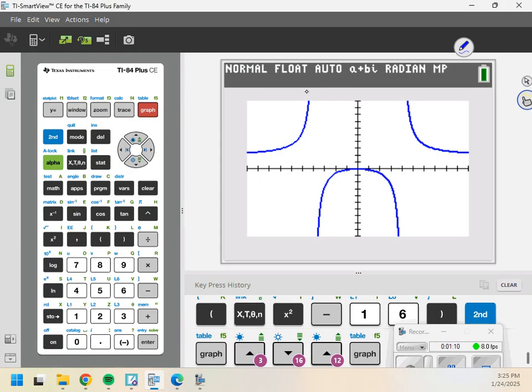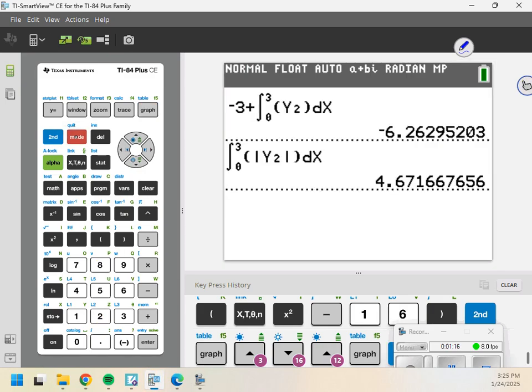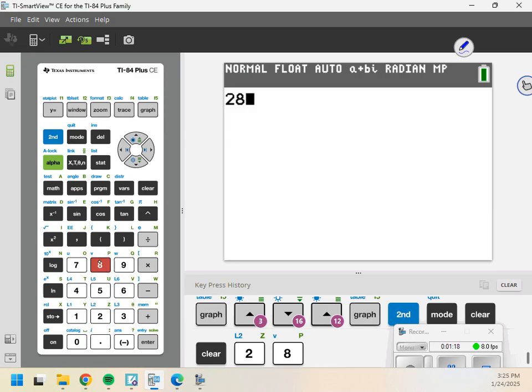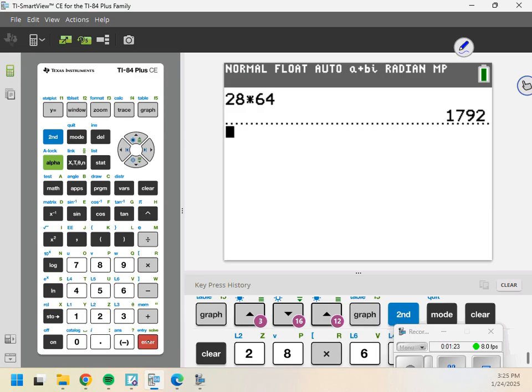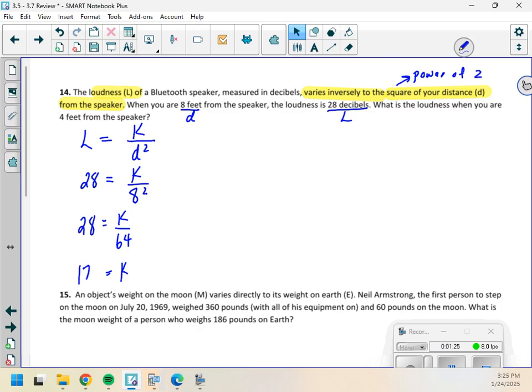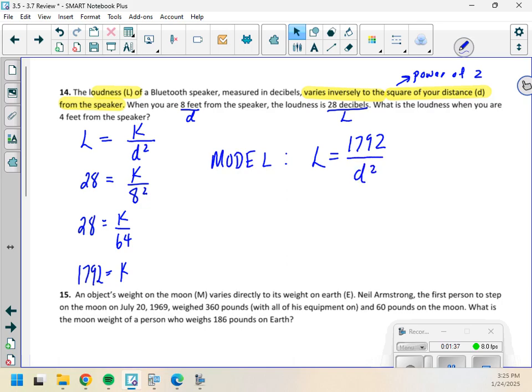I'm going to need a calculator for that. 28 times 64 gives me 1792. So K is 1792. Therefore, my model is going to be L equals 1792 divided by distance squared.